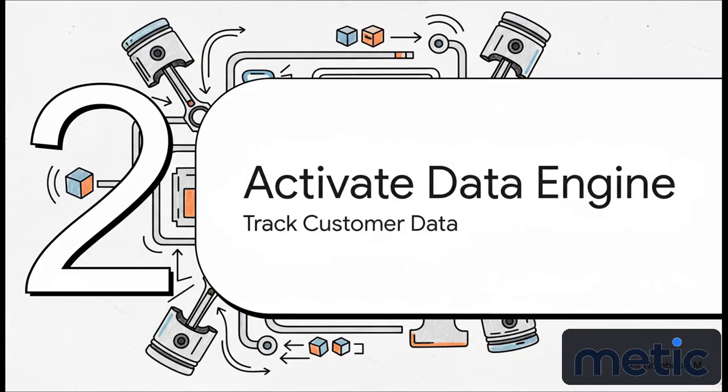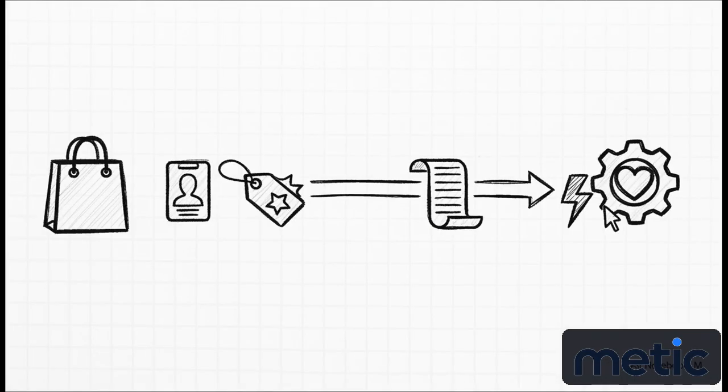On to section 3, activating the data engine. If the installation was building the frame, this part is where we add the pistons and the fuel lines. This is all about tracking that priceless customer data. The moment that connection goes live, Omnisend immediately starts its initial sync. It pulls in 4 key types of data: all your customer records, your entire product catalog, all your past order history, and of course, the core events that make everything tick. This is basically the high-octane fuel that your new retention engine is going to run on.